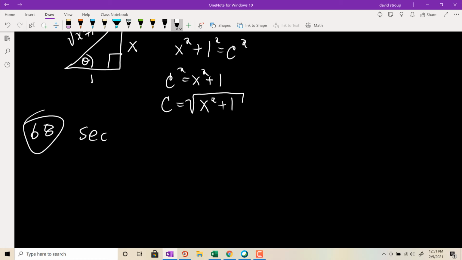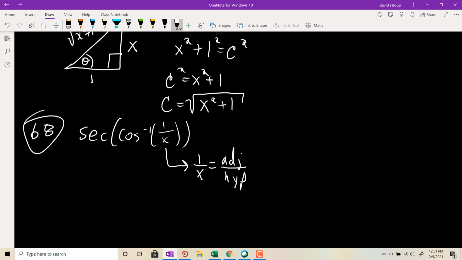Let's look at another. We have secant of cosine inverse of 1 over x. And again, we build this right triangle based on the idea that we can re-envision this ratio as a ratio of sides of a right triangle. So cosine is adjacent over hypotenuse. Very important to memorize all that stuff from earlier sections. Let's draw a right triangle, and we have theta here. Adjacent is 1, hypotenuse is x, so I need the third side.